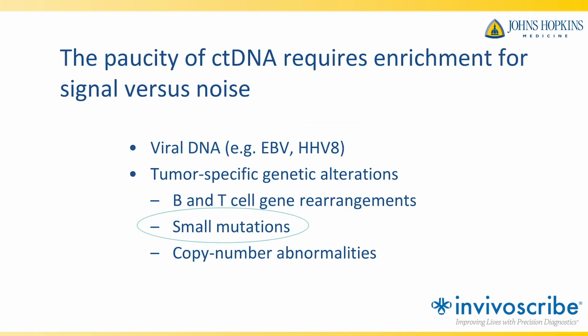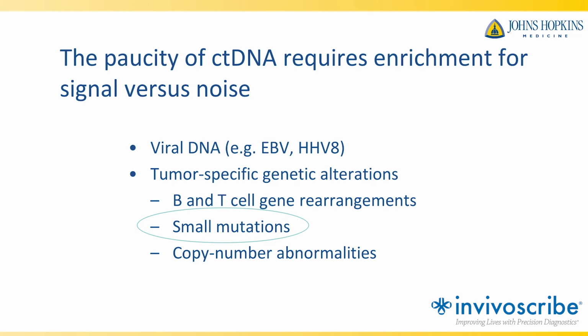However, we have a problem. We do not have a tumor in hand. We do not know what the tumor characteristics, the genomic characteristics, are. And so how do you, de novo, decide what's an abnormality and what is not? The rare paucity of the ctDNA really requires an enrichment for that signal versus noise. And so we have a few options.